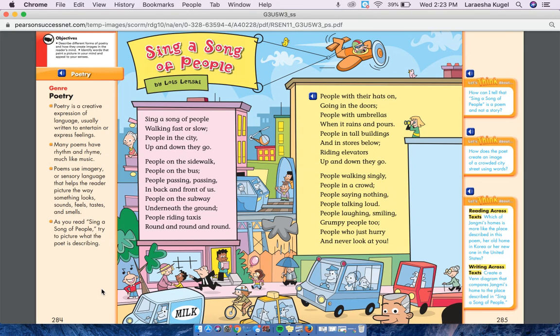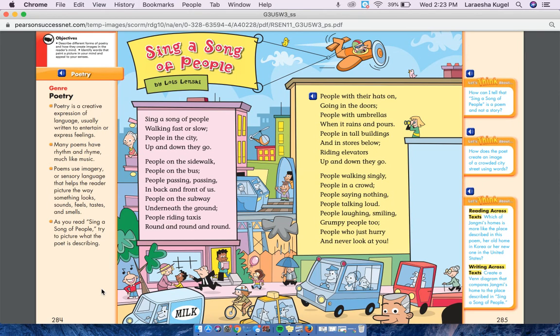People in tall buildings and in stores below. Riding elevators, up and down they go. People walking singly. People in a crowd. People saying nothing. People talking loud. People laughing, smiling. Grumpy people too. People who just hurry and never look at you.